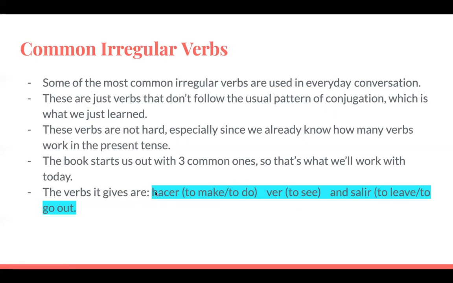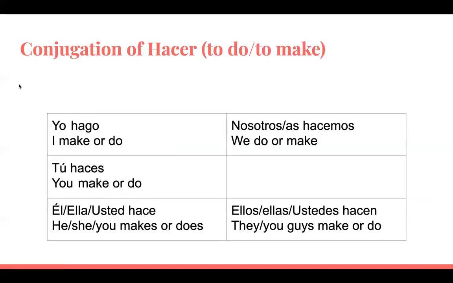So hacer is a really, really common one, obviously. And this is the conjugation of hacer, and hacer is only irregular in the yo form. All of the other ones are completely regular. So the first one is yo hago, and that's the irregular one because the C changes to a G, and I'll explain why they do that then. And then you have tú haces, él, ella, usted hace, nosotros or nosotras hacemos, and then ellos, ellas, and ustedes hacen.